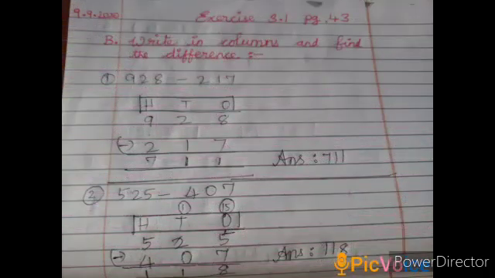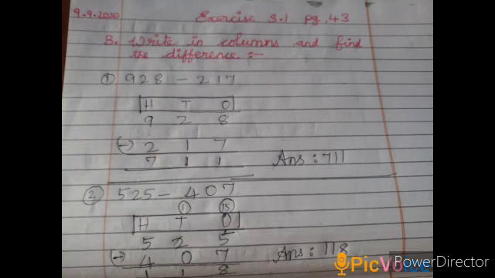Children, we can write the exercise 3.1b Roman letter in the CW. Write the exercise with the page number, and B1 is write in column and find the difference. First sum is 928 minus 217. Write the place value chart and arrange the number according to the place value. Start the subtraction from ones place number.